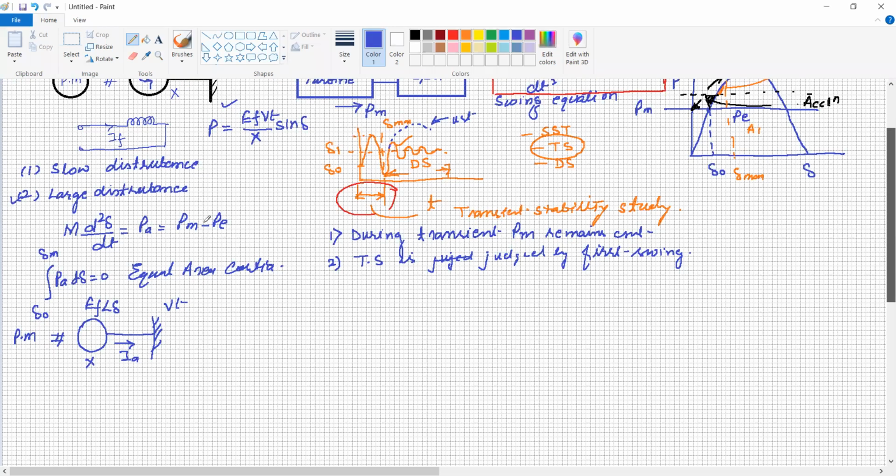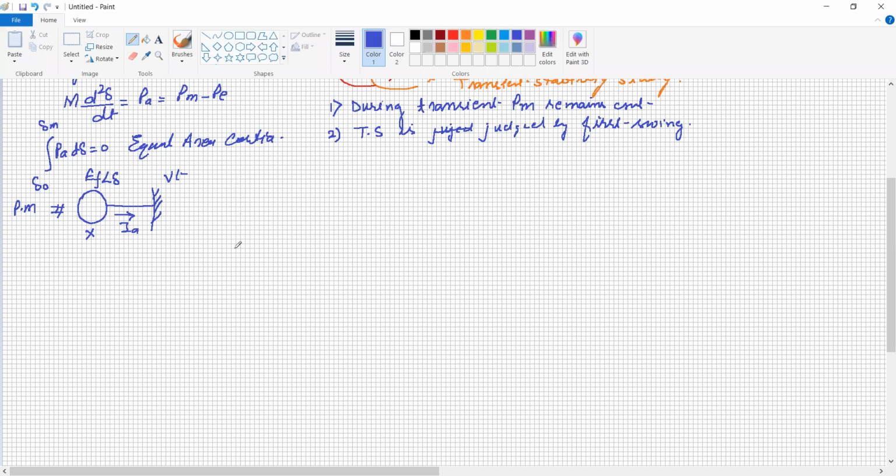Now from this one may draw this diagram. This is the power P. This is the angle delta. And this is the P-delta curve. Let our system be operating at this point where the angle is equal to delta 0. Here mechanical input is equal to the electrical output.